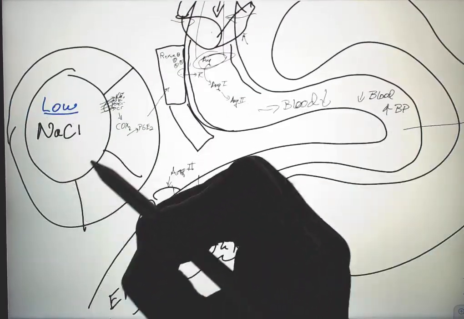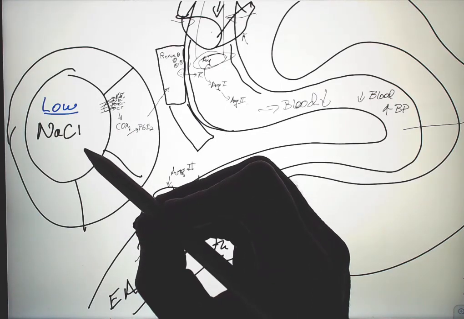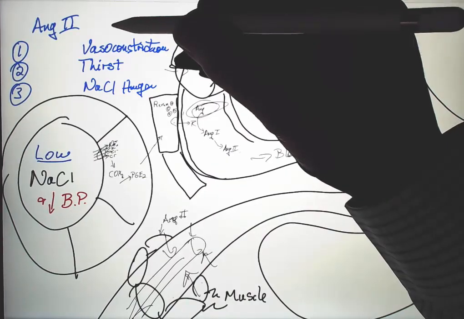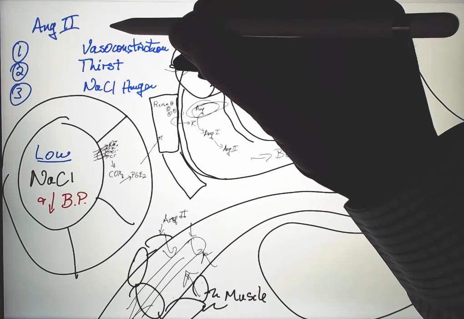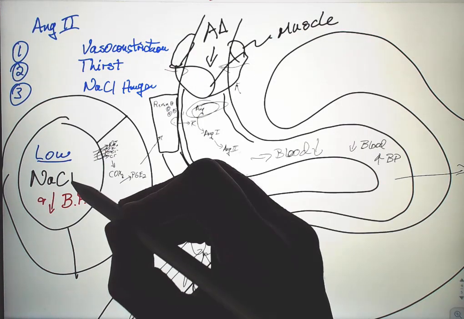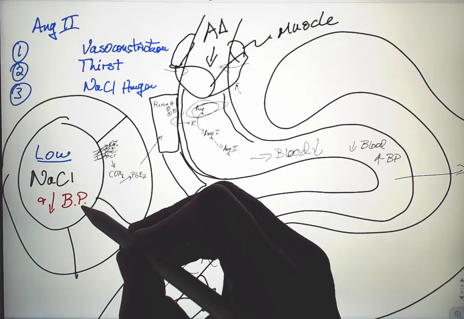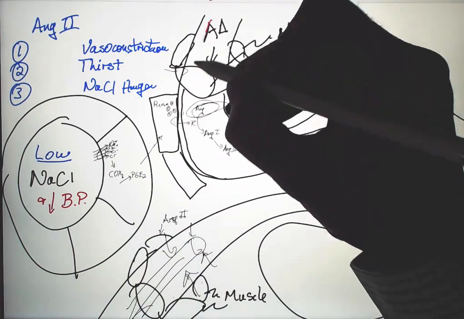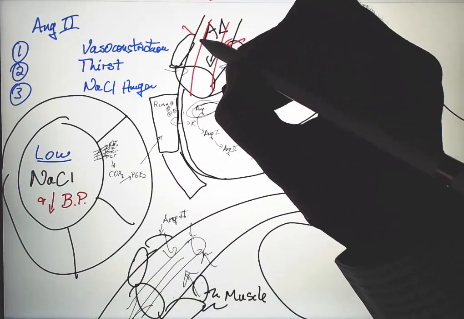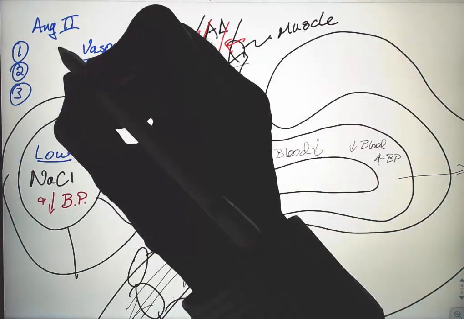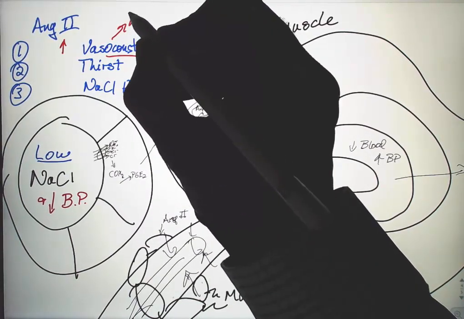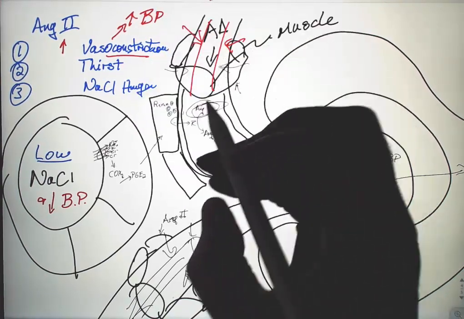Remember, low sodium and chloride in the distal convoluted tubule often means low blood pressure and a need to retain water and salt. Angiotensin 2 has wider effects to increase blood pressure. When sodium and chloride are low, often that means blood pressure is also low. So angiotensin 2 acts on arteries and veins throughout the body to constrict them. Smooth muscle contracts. That's an increase in vasoconstriction, which increases blood pressure.